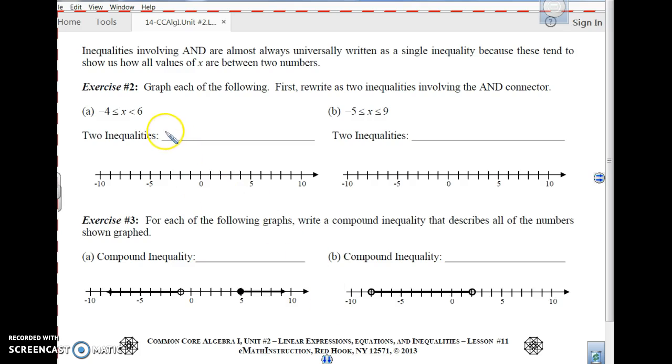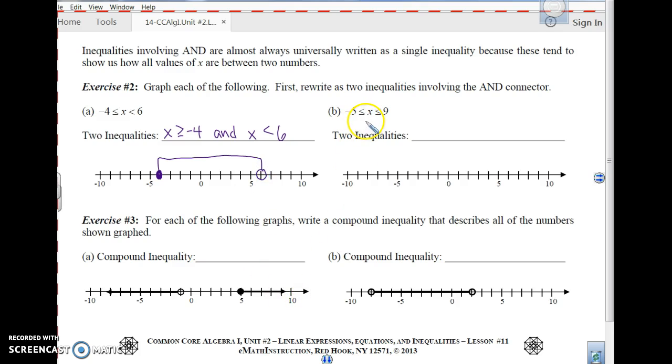So my two inequalities: x is greater than or equal to negative 4, and x is less than 6. All we have to do is graph each one of these. Greater than or equal to negative 4 is a solid circle because it is included. And 6 is an open circle because it's not included. And remember, this is an overlap, so this is when x is between negative 4 and 6, including negative 4 but not including 6. So your overlap is going to be like this.